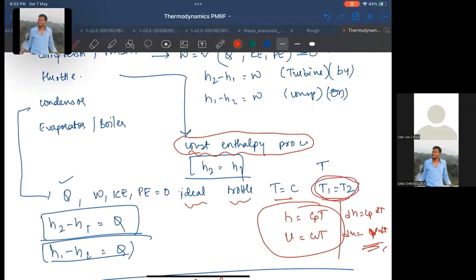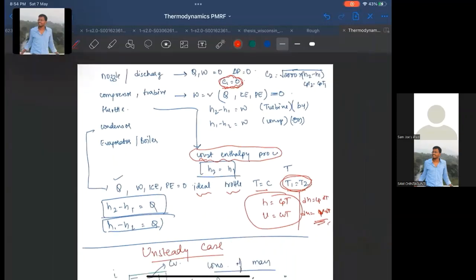And then for a condenser, evaporator or boiler, we usually lose or gain heat, and we do not produce or give any work. So the heat loss or heat gain is to be measured by the change in enthalpy. So again, here there is no change in kinetic energy, potential energy, or work. And again, as I said before, if some values are given, that has to be considered.